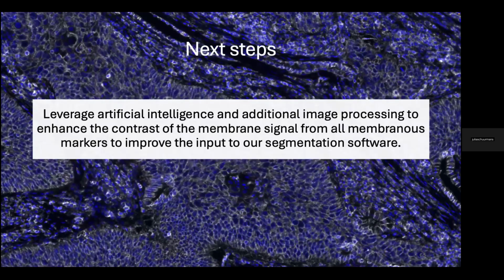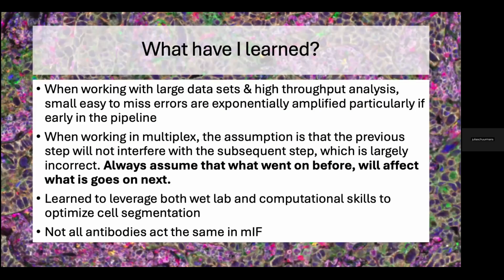And so my next steps will be to leverage AI and other image processing softwares to enhance the contrast of the membrane signal from all the other membranous markers, such as PD1 and PDL1, because when we mush them all together, we get slightly more background than just in one channel. But then also just to bring out that really strong, crisp membrane signal that we have, even in light of the minor background staining. And then, so what have I learned?